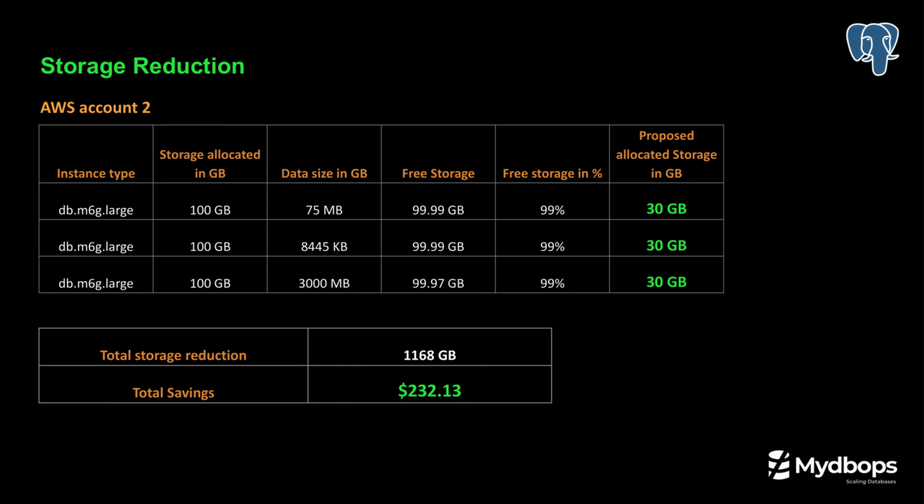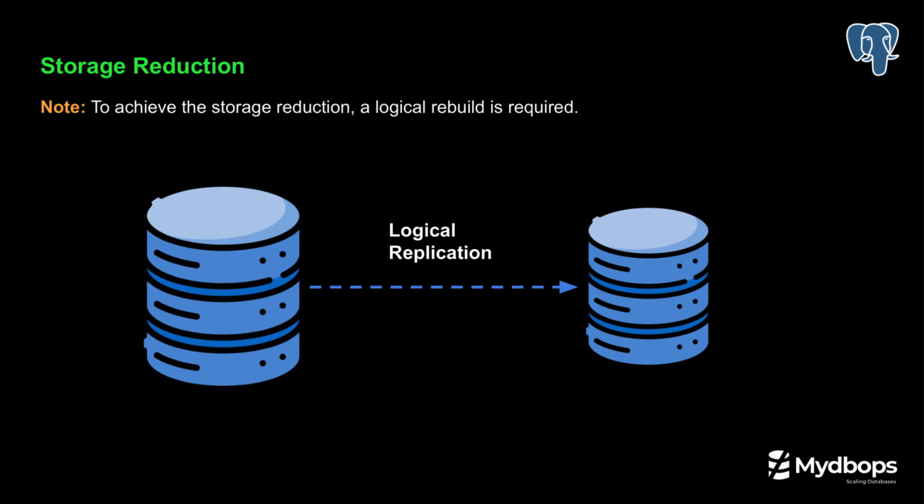Now, reducing the storage is not a simple plug and play because it requires logical rebuilding of the database to a new instance with lesser storage volume. We cannot create a new replica also in RDS with a lower storage because the storage volume will be the same as what we are having in primary. Therefore, the storage downsizing we can achieve by creating a new lower instance type of server. Then we need to do the logical replication to the new server in order to reduce the storage.